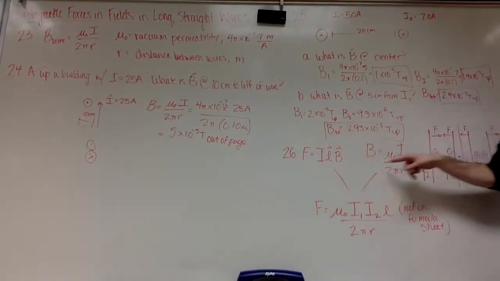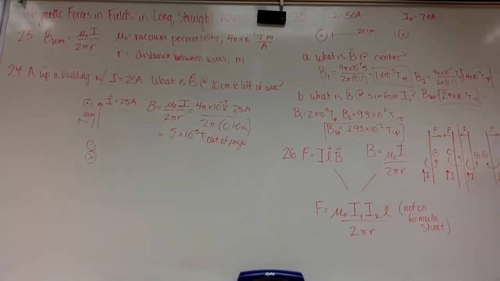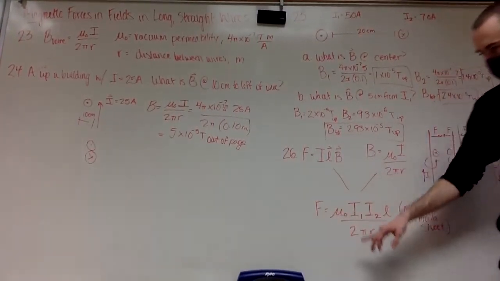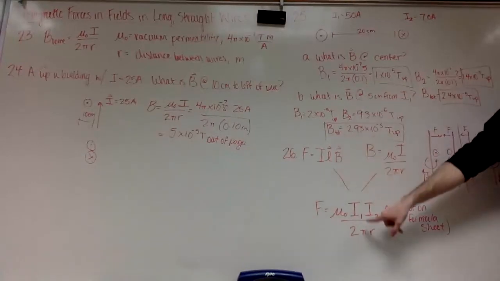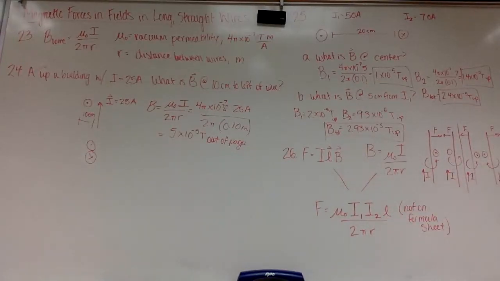This is the I of wire 1. This is the I of the one generating the magnetic field. So the force on a wire is just going to be these two equations combined. Note, this is not on your formula sheet. Both of these are, this one is not. They expect you to be able to put them together on a test. So you can either remember it or you can just come up with it on the fly.